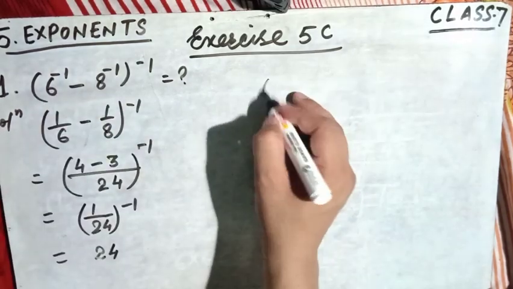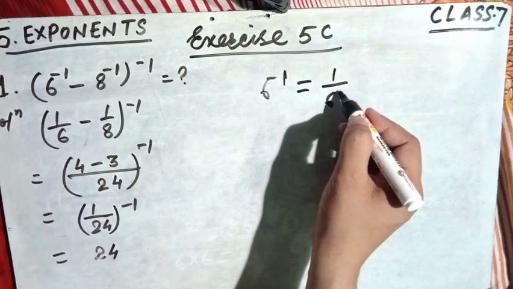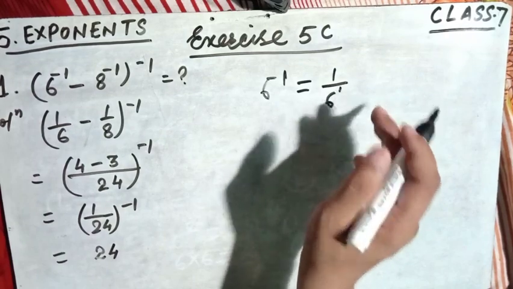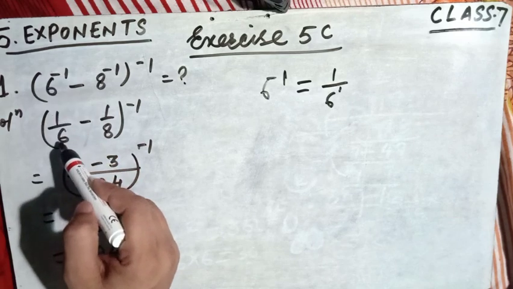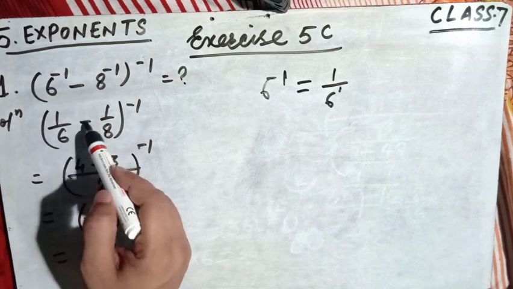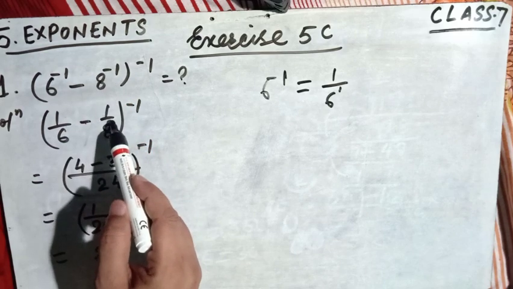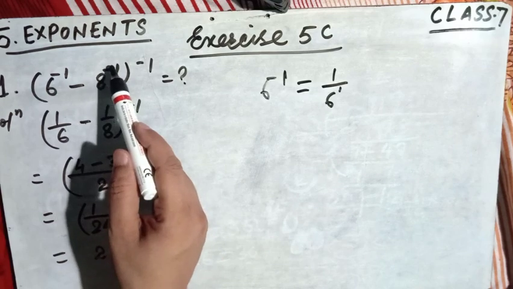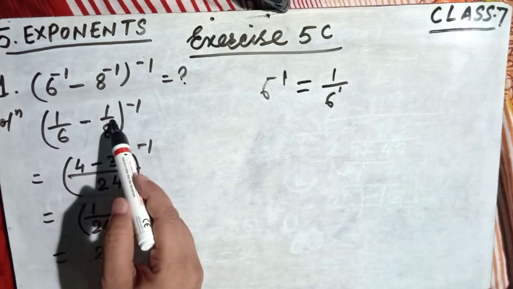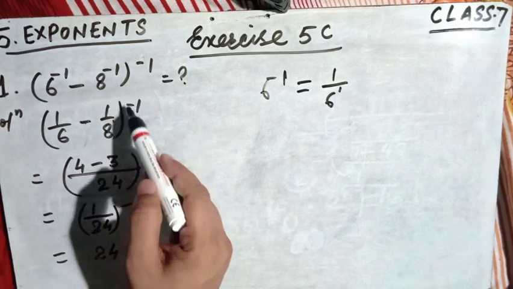Now this 6 raised to power minus 1 can be written as 1 by 6 raised to power 1, which is hidden. Here 6 raised to power minus 1 could be written as 1 by 6 raised to power 1 is hidden. And minus 8 raised to power minus 1 could be written as 1 by 8 raised to power plus 1. If you bring these numbers into the denominator, the power should be positive. Here it is positive, and one power is always hidden on the top of the number, right? And this minus 1 is as it is.